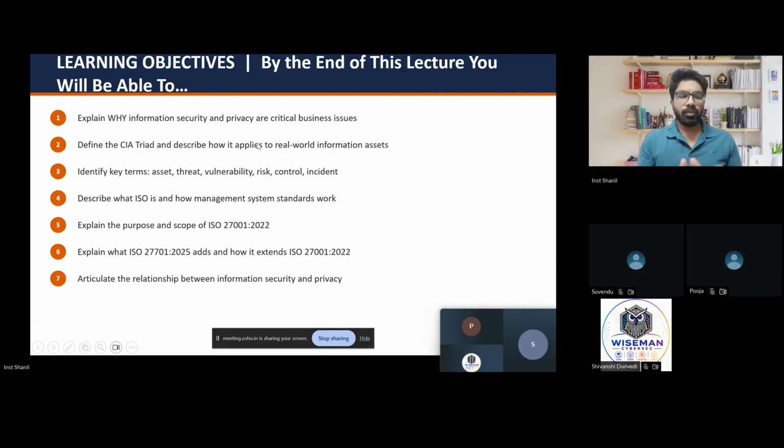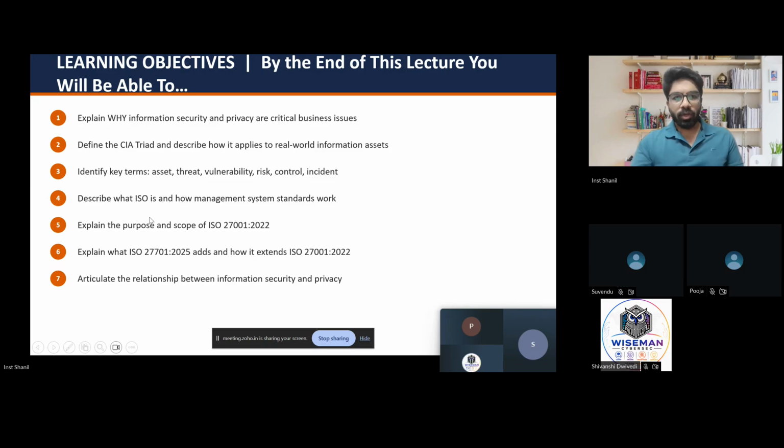By the end of this lecture, you will be able to explain why information security and privacy are critical business issues. Define the CIA, which is basically the three components of security: confidentiality, integrity, and availability. We'll discuss these in detail in the coming slides. Then we'll gather knowledge on key terms like asset, threat, vulnerability, risk, control, and incidents.